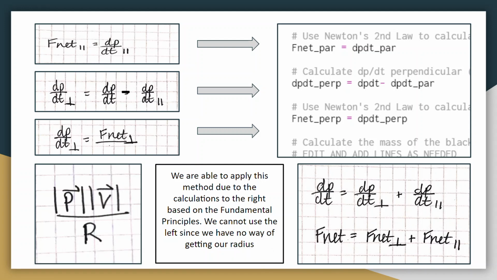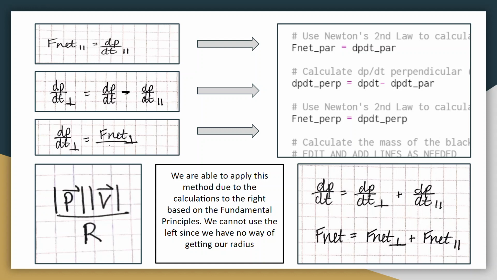Then like I said previously, our Fnet is equal to dp/dt, so Fnet parallel is equal to dp/dt parallel. Then I took dp/dt and subtracted dp/dt parallel to find dp/dt perpendicular. And then, like previously stated, dp/dt perpendicular will equal Fnet perpendicular, and all three of those things were implemented into my code on the right.